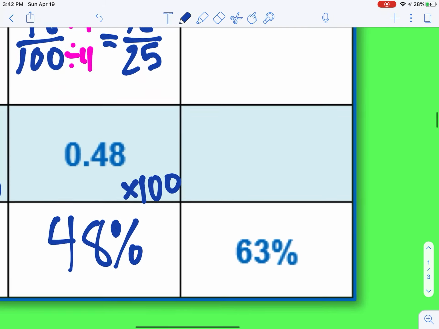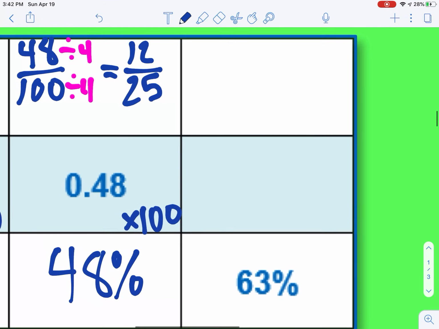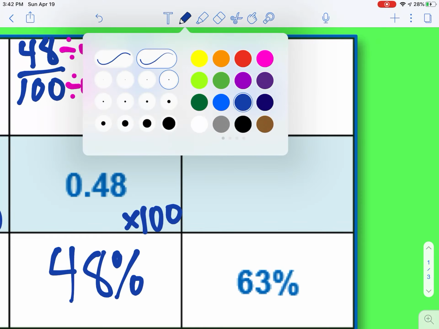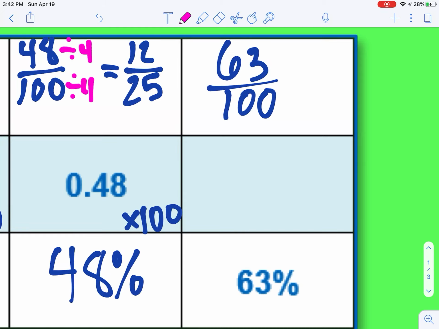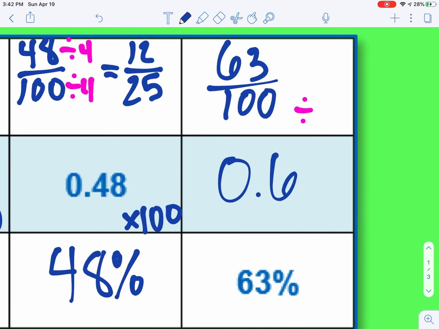All right, last one here. I've got 63%, and if I go down, that makes me go up to a fraction. So I just do 63 over 100, and that cannot be simplified. And then I'm going to take my fraction and turn that into a decimal just by dividing. So 63 divided by 100 is 0.63.